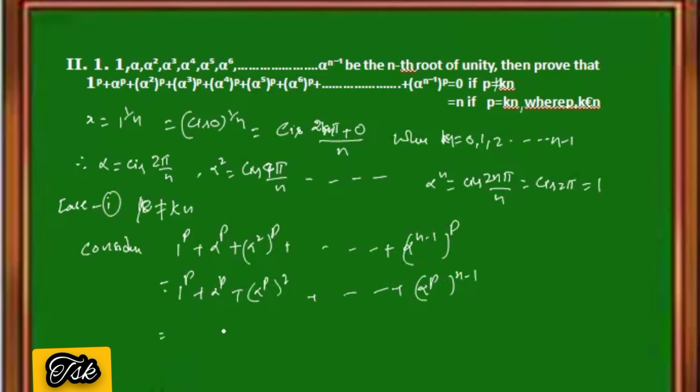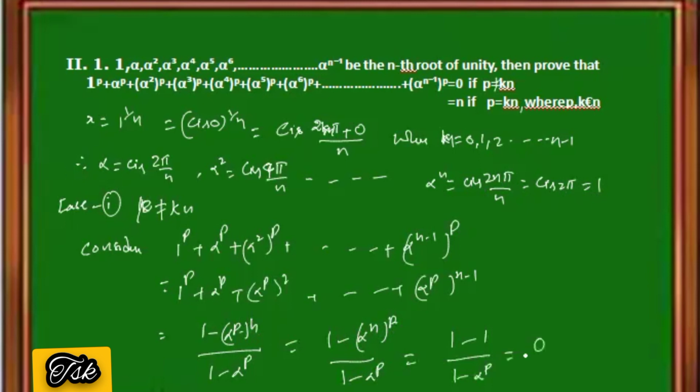the sum of the terms is (1 minus (alpha power p) whole to the power of n) by (1 minus alpha power p). This is nothing but (1 minus (alpha power n) whole to the power of p) by (1 minus alpha power p). We can write it like this also, since m n can be written as n whole to the power of m or m whole to the power of n. Since alpha power n is 1, this becomes (1 minus 1) by (1 minus alpha power p), which is 0 by (1 minus alpha power p), which is equal to 0.